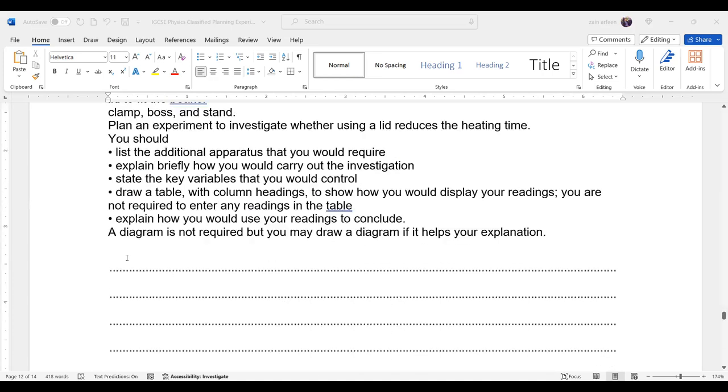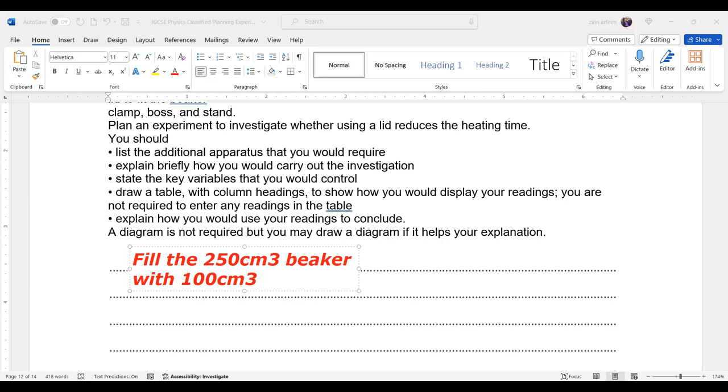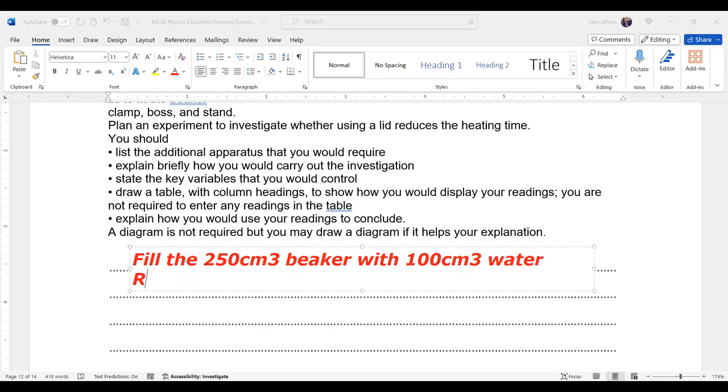So first thing, for example, we'll fill the 250 cm cube beaker. It's not like you should completely fill it with water. The maximum capacity is 250 cm cube, but we fill it with 100 cm cube of water. Then we'll record its initial temperature by thermometer.